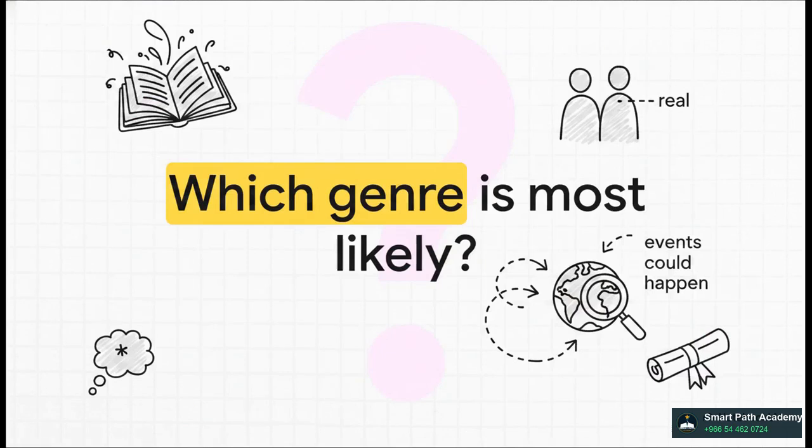So let's map this out. Which genre is most likely? A real-life story. And give 2 features. Well, think about the first model answer we'd use. Characters could be real. Remember that massive trap we talked about earlier? You absolutely must write could be real, not are real. Number 2, events could happen. If you're using these phrases, you are straight up writing like a top-tier Cambridge student.